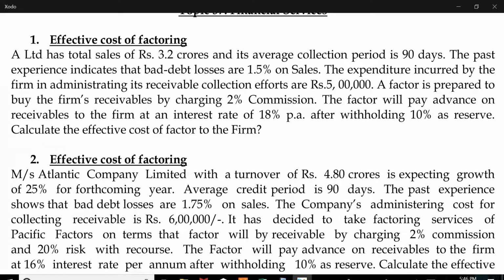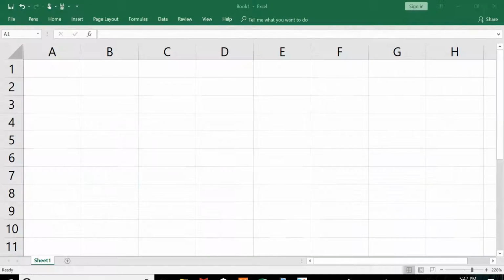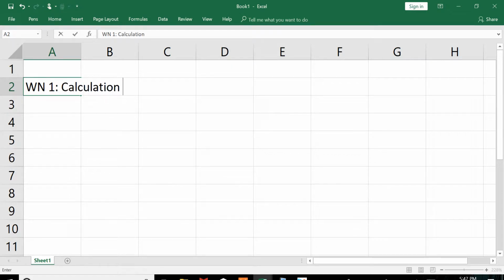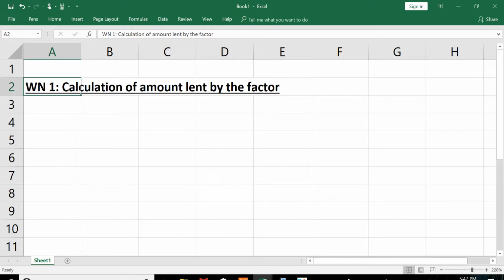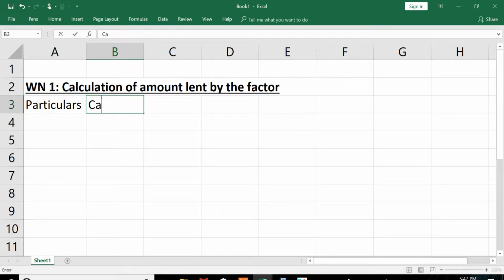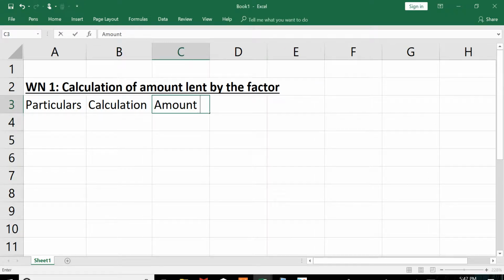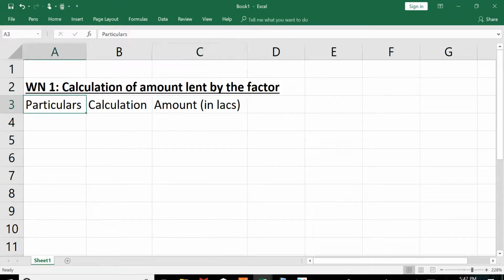Okay, they asked for effective cost of factoring. I'll take you through the format and then we get to the effect. Working note 1, calculation of amount lent by the factor. Particulars, calculation, amount. Amount in brackets you can write in lakhs. We will solve this in lakhs.